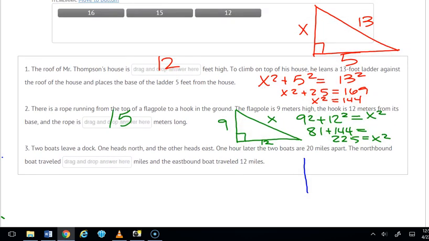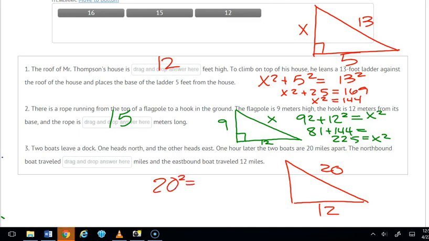Right there. Okay. So we got a boat that heads north and a boat that heads east. The 2 boats are 20 miles apart. So that means this right here is going to be 20. The northbound boat traveled, we don't know how far, and the eastbound boat traveled 12. So here again, we're going to do 20 squared, that's our hypotenuse, is equal to 12 squared plus, and we'll make this x over here, x squared. So we got 400 equals 144 plus x squared.